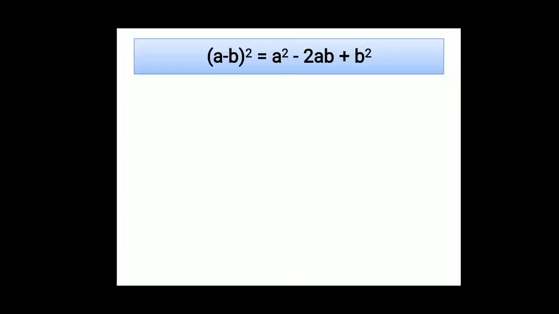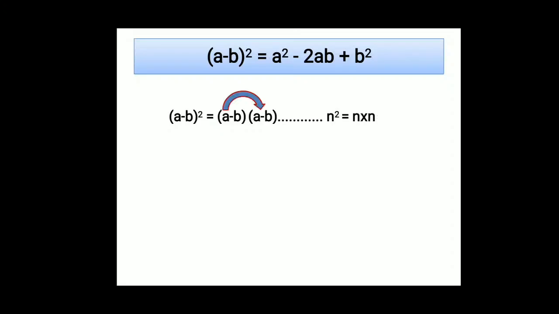Today we are going to learn the algebraic identity (a - b) whole square is equal to a square minus 2ab plus b square. Let's start. (a - b) whole square is equal to (a - b) multiplied by (a - b).